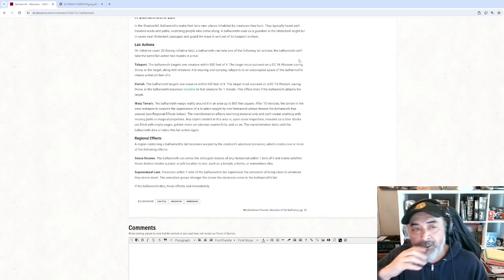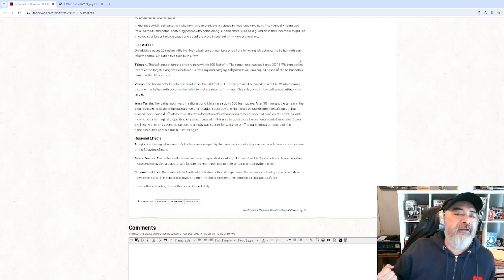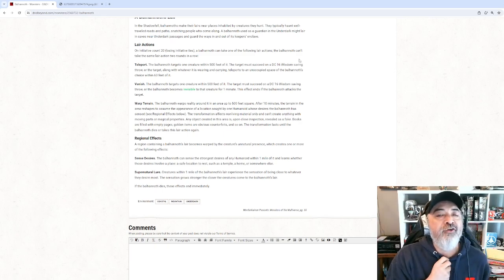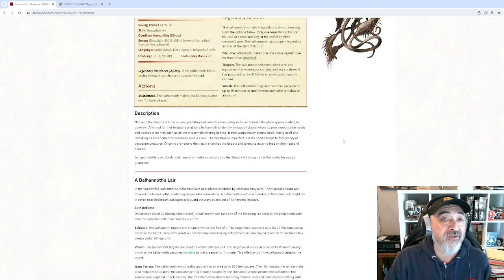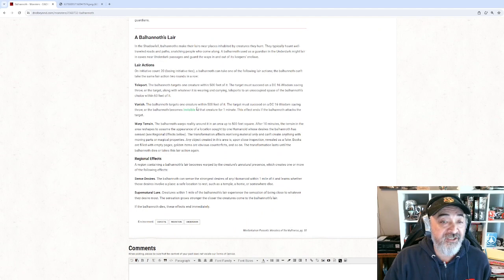Just quick and dirty. The Balhannoth targets one creature within 500 feet of it. Not one that it can see, just one that it can notice. And we're going to roll back up here. Remember, we've got blindsight out to 500 feet. So if it can detect a creature, it can teleport that creature. Unless it succeeds on a DC 16 Wisdom saving throw, the target, along with whatever it's wearing, is teleported to an unoccupied space, the Balhannoth's choice, within 60 feet of it.